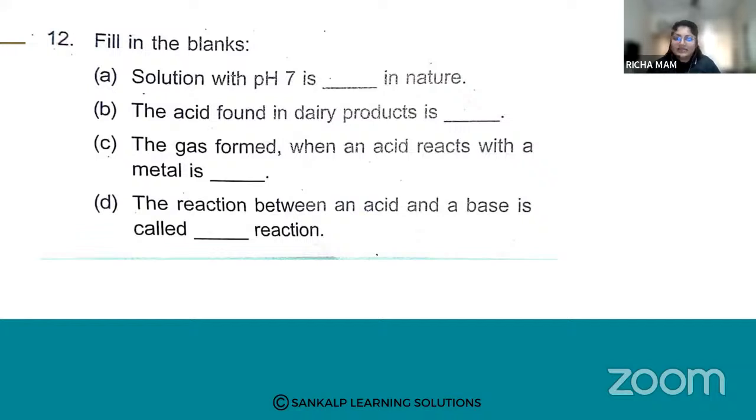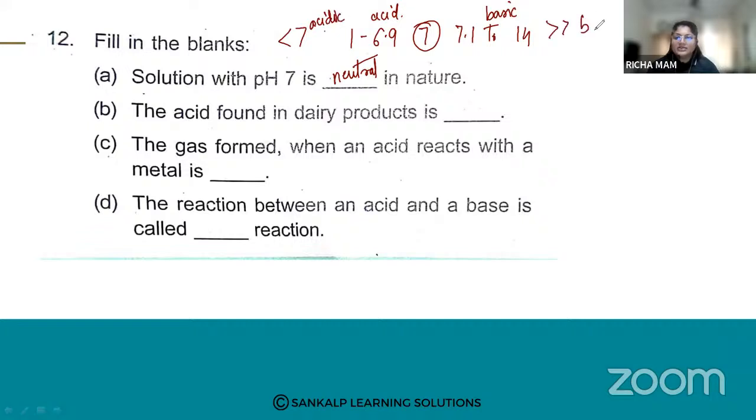Solution with pH 7 is dash in nature. Yes, we know that. From 1 to 6.9, it is acidic in nature. Then 7.1 to 14, it is basic in nature. And 7 is neutral in nature. So the pH 7 is what? It is neutral in nature. So less than 7, remember it is acidic, and more than 7, it is basic.